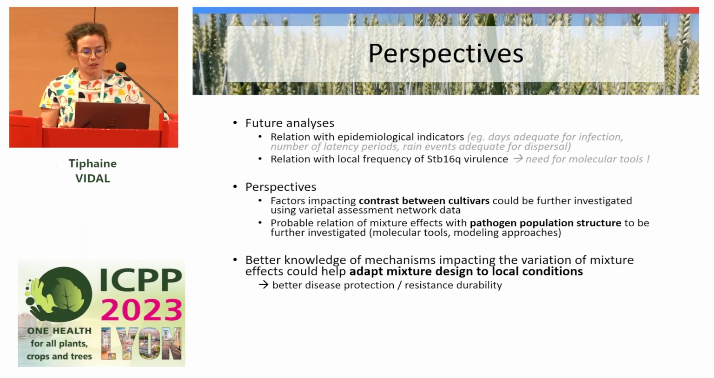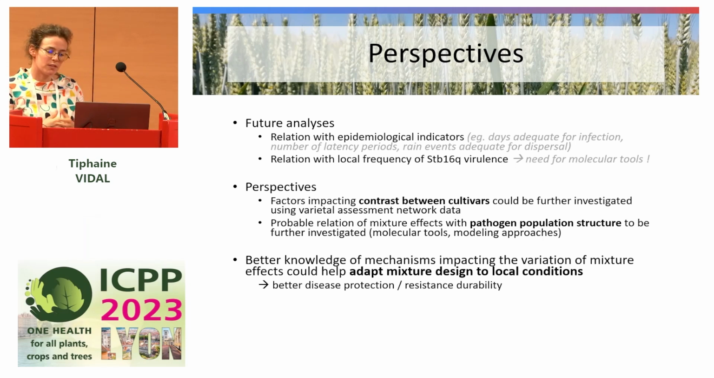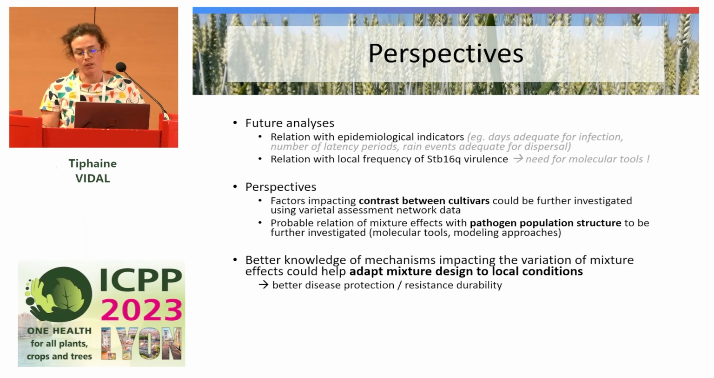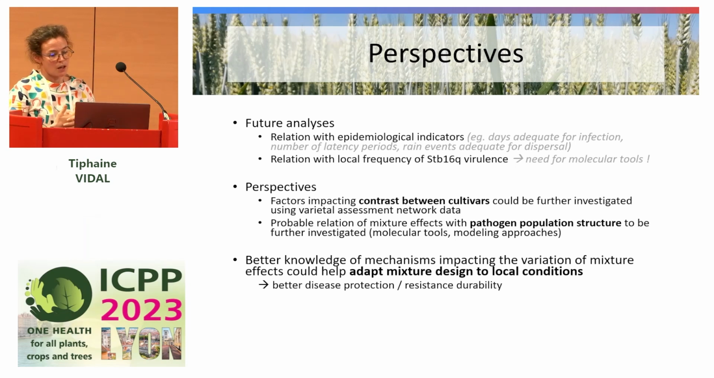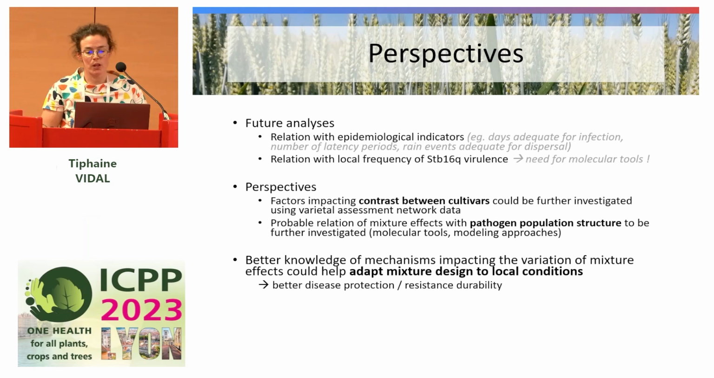And as a perspective, it would be interesting to study the factors that impact the contrast between cultivars, and we could study that in particular using varietal assessment network data, and also the probable relation of mixture effects with pathogen population structure. That could be investigated using either molecular tools, but also modeling approaches.